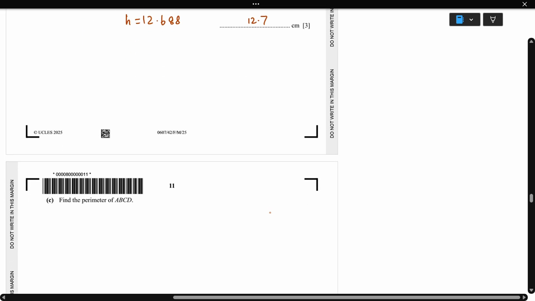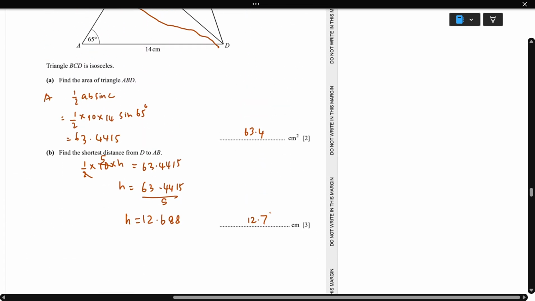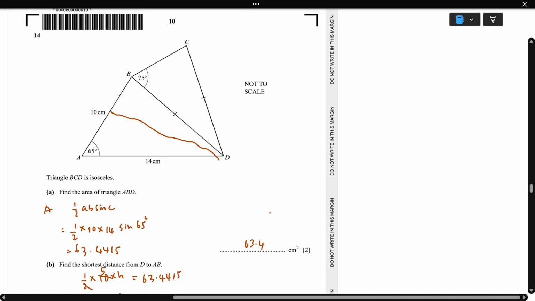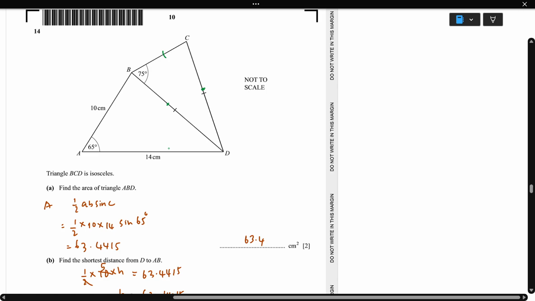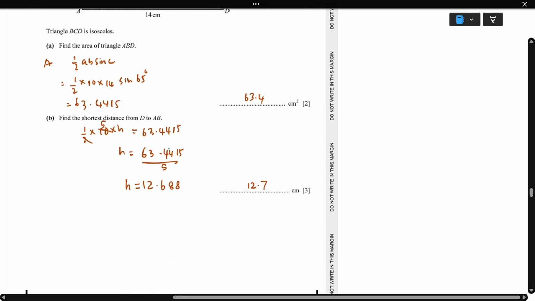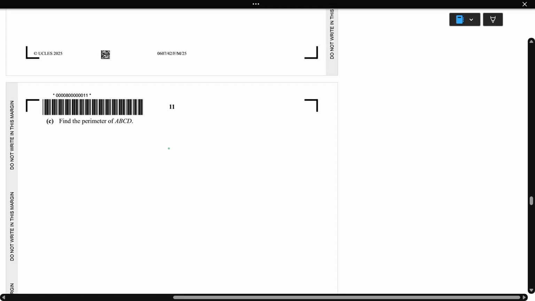Okay, the next question, find the perimeter of ABCD. ABCD is a quadrilateral, so we need to find these two sides, this side and this side. This side and this one are equal, so we can find it from triangle ABD using the cosine rule. So BD square equal to, with 10, 14 and 65, we've got all the values.